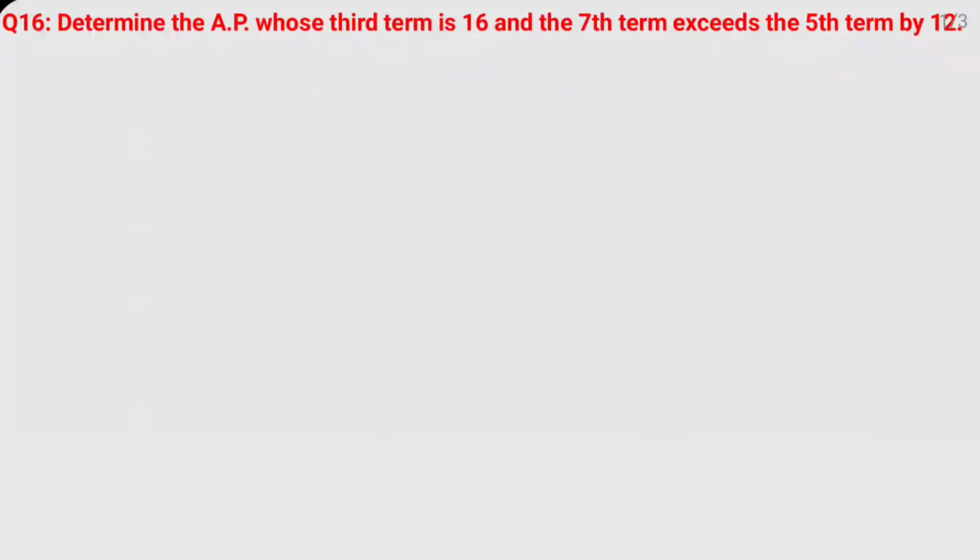So today's section I am going to solve the 16th problem. Look at the problem. Determine the AP whose third term is 16 and the seventh term exceeds the fifth term by 12. So here they have given the third term is 16, and also they gave one condition: the seventh term exceeds the fifth term by 12. It means the seventh term equals the fifth term plus 12, right? So let me solve here.